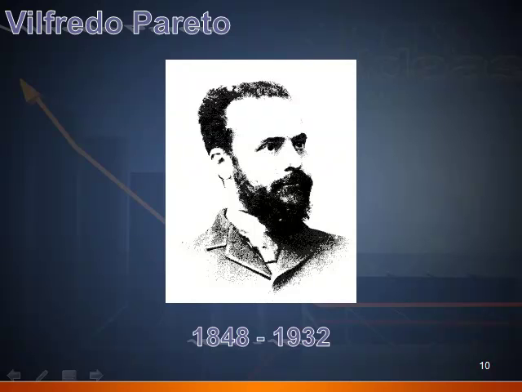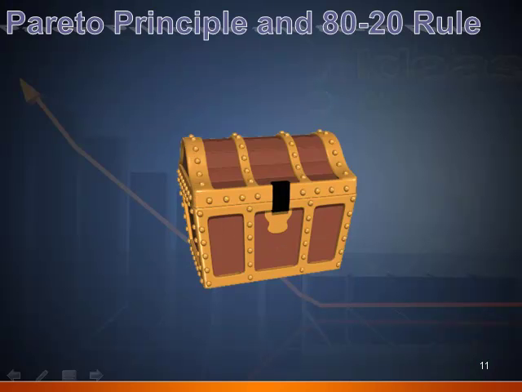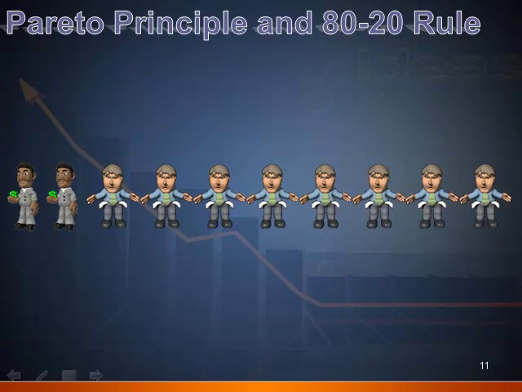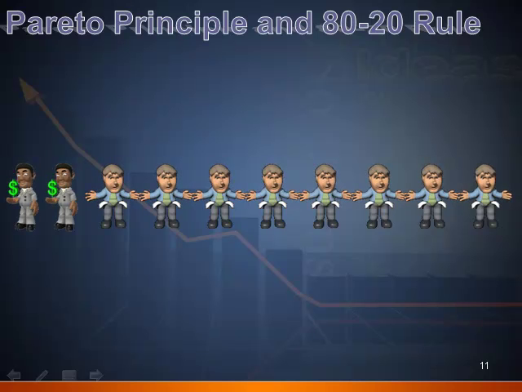Before we continue, let's talk about the Pareto principle. Vilfredo Pareto was an Italian economist that observed the unequal distribution of wealth in his country. He observed that not everyone in his country shared the same amount of wealth. There were far more poor people in his country than there were rich people.